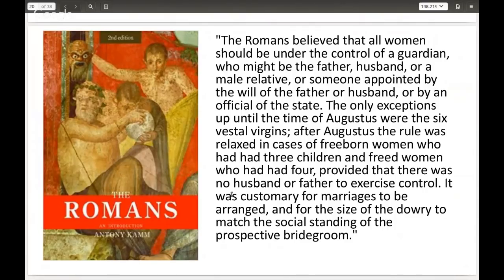So there's a hierarchy here. Women are under men. "The only exceptions up to the time of Augustus were the 6 Vestal virgins. After Augustus, the rule was relaxed in cases of freeborn women who had 3 children and freed women who had 4. Provided that there was no husband or father to exercise control, it was customary for marriages to be arranged and for the size of the dowry to match the social standing of the prospective bridegroom."